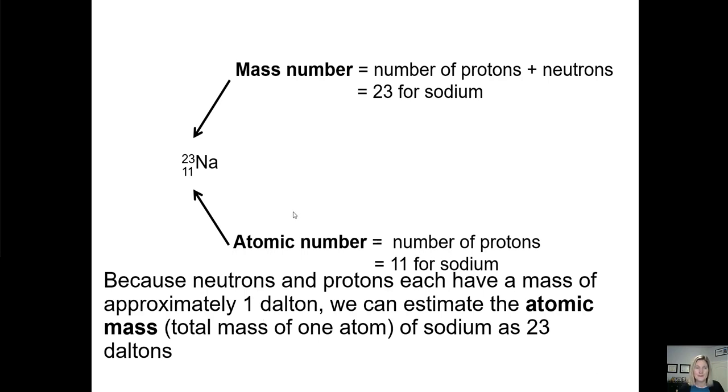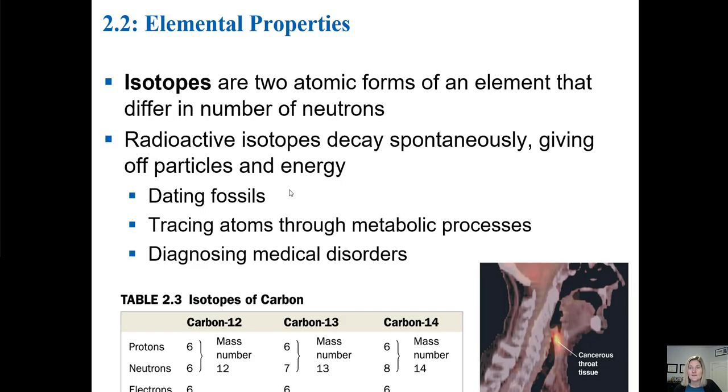All right. So we talked about how the atomic number doesn't change. The number of protons, therefore, does not change. But the number of neutrons does change within an atom. So if we have two atoms that have the same number of protons but a different number of neutrons, we can call them isotopes. Isotopes are two atomic forms of an element that differ in the number of neutrons.